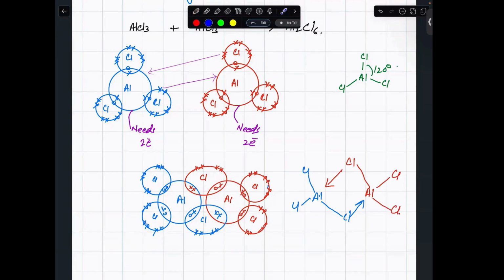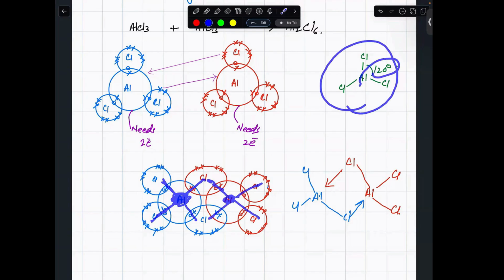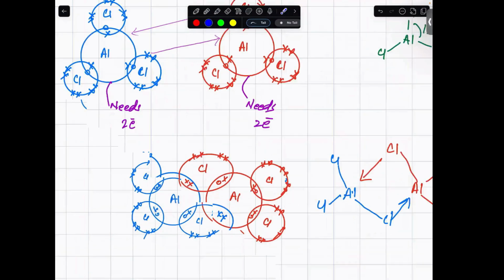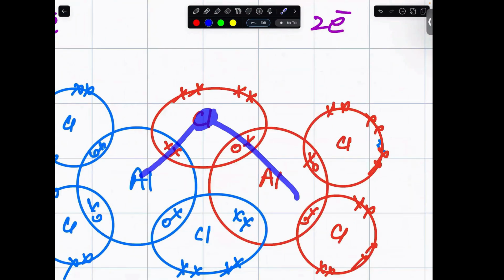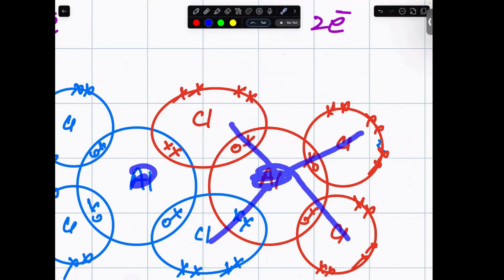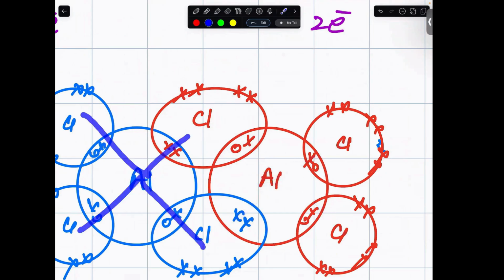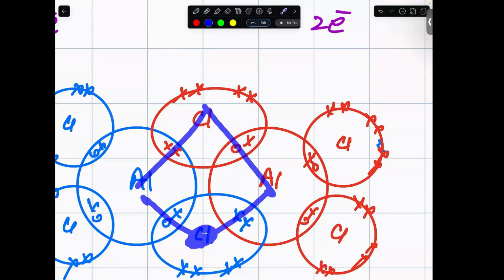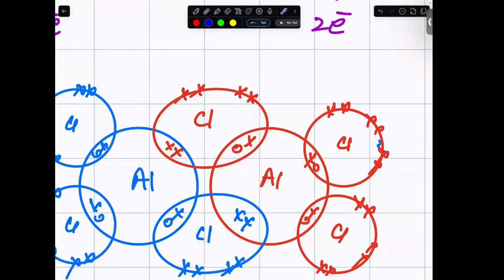And if you see another thing, around this aluminium, one shared, two shared, three shared, four shared, so tetrahedral. This is also tetrahedral. So angles go from 120 to 109. And even if you look at this chlorine, the angles are what? Two shared and two lone. See, around this aluminium, tetrahedral 109, tetrahedral 109, but around these chlorine, bent, two lone and two shared, right?